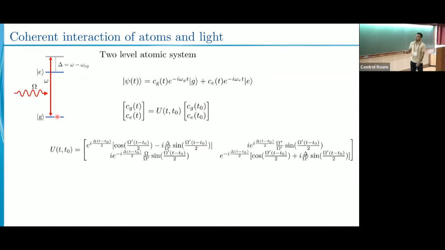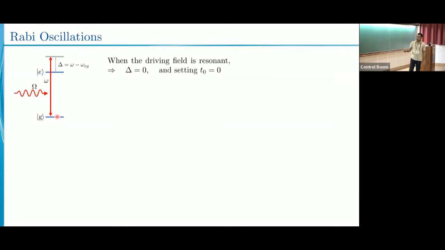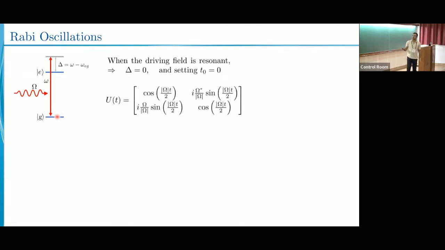It is a little time consuming, but we will end up here. You can see it depends upon the initial time t naught, then later time t, some delta, which is the detuning, and some omega prime coming in, which is basically the generalized frequency. The unitary matrix depends upon t minus t naught. I can simplify this unitary matrix more if I set the parameter delta equal to zero and the initial time t naught equal to zero. We'll end up here with this unitary matrix.